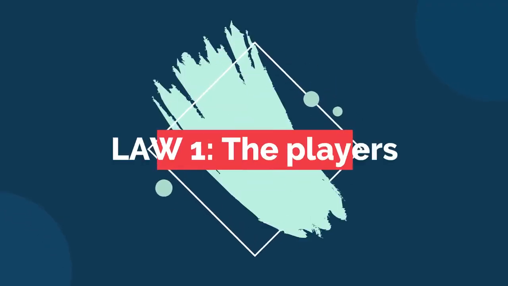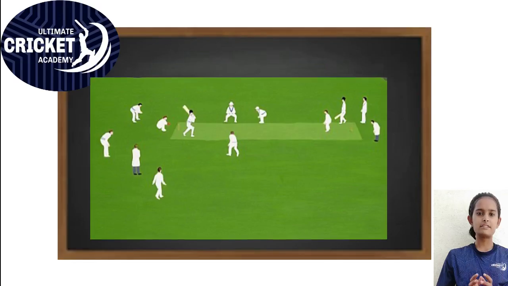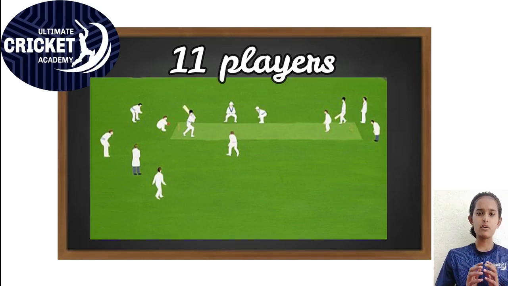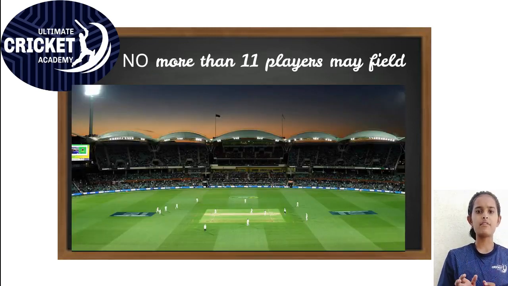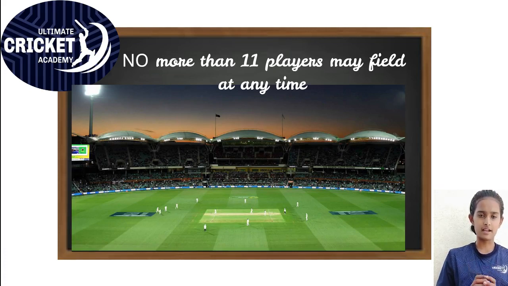Law 1 describes the players. A cricket team consists of 11 players, one of whom shall be the captain. By agreement, teams can agree to play less than or more than 11 a side, though no more than 11 players may field at any time.